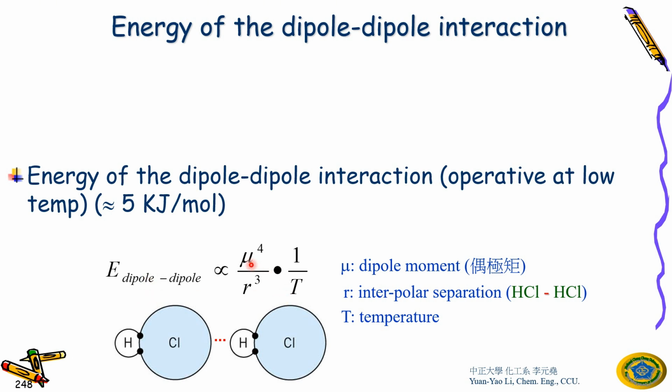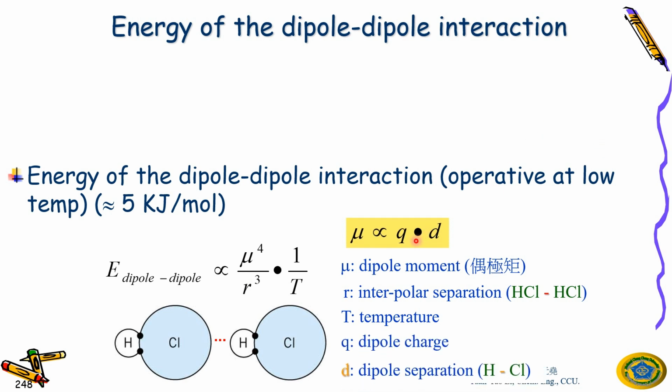Okay? How about mu? What is mu? Mu is called the dipole moment. R is the interpolar separation. This part is called interpolar separation. So if you have a shorter distance, that means what? The dipole-dipole interaction is high, right? Okay, if you have high energy, that means this R will be small. Increase this, decrease this.